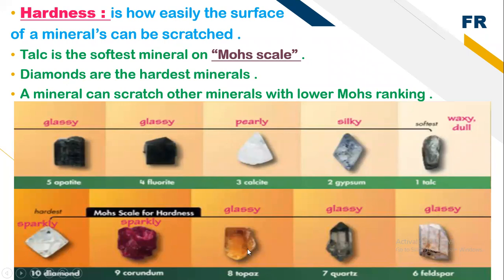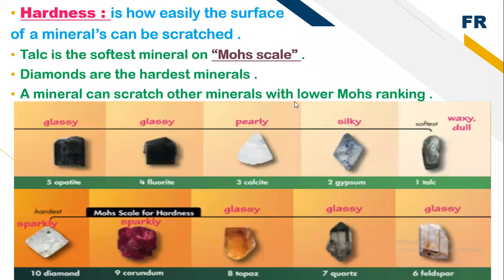I told you that any mineral can scratch all the minerals before it. For example, calcite can scratch gypsum and can scratch talc. And apatite can scratch fluorite, calcite, gypsum, and talc. Any mineral can scratch those minerals that are before it, or that have a lower ranking.